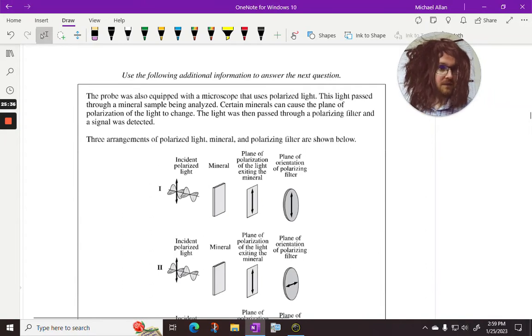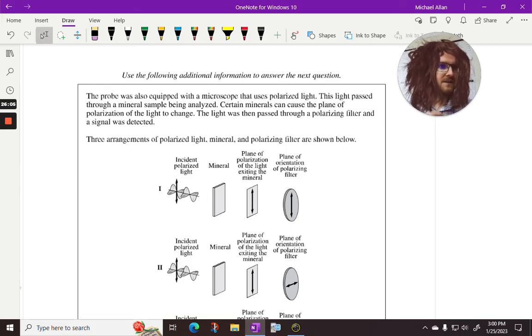All right, so the probe, another piece of information about this. The probe was also equipped with a microscope that uses polarized light. This light passes through a mineral sample being analyzed. Certain minerals can cause the plane of polarization to change, like glass does in your car. You don't really notice it too much, but it does. The glass in your phone also polarizes light. Glass is a natural polarizer.